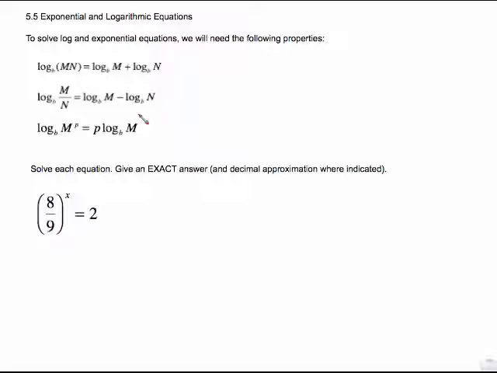Now, the property we're going to use with our exponential equations is this one. The other two we end up using more with the logarithm equations. So this says solve each equation, give an exact answer. That means your answer will be in terms of log or natural log.